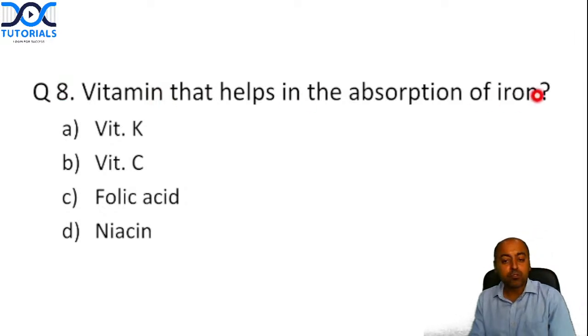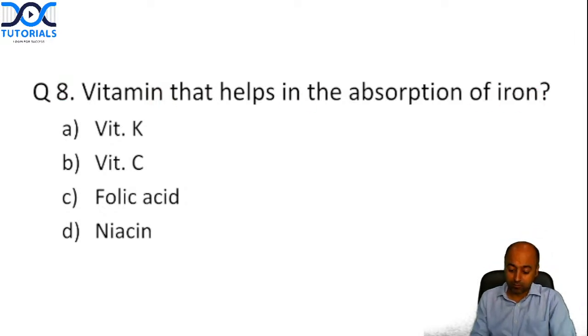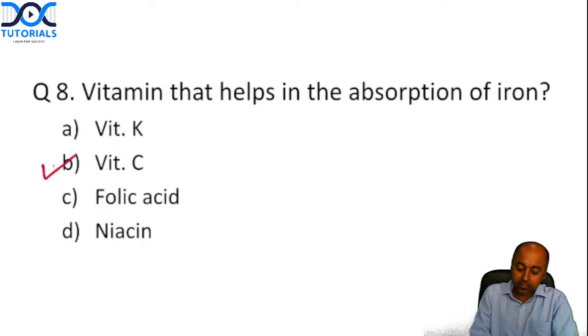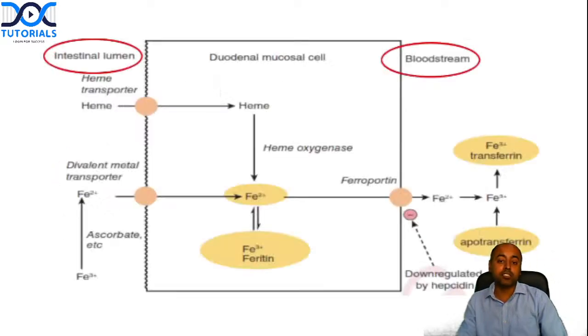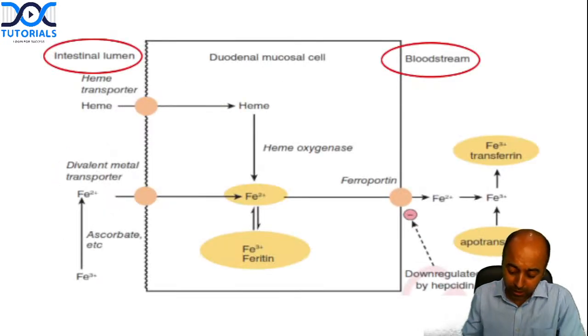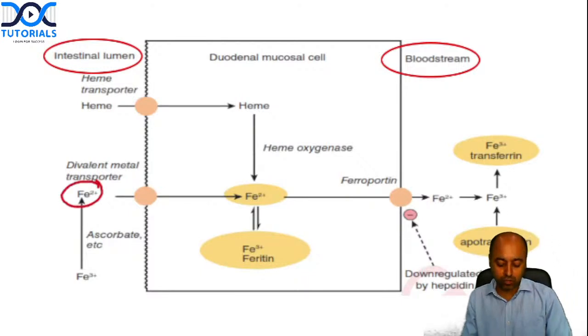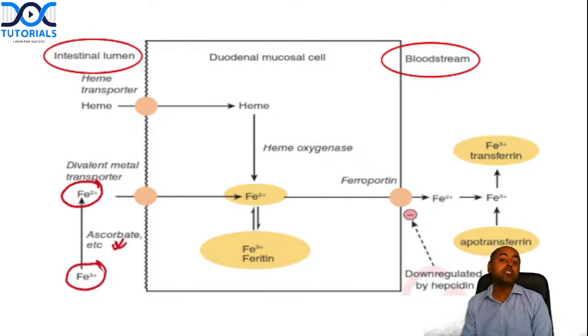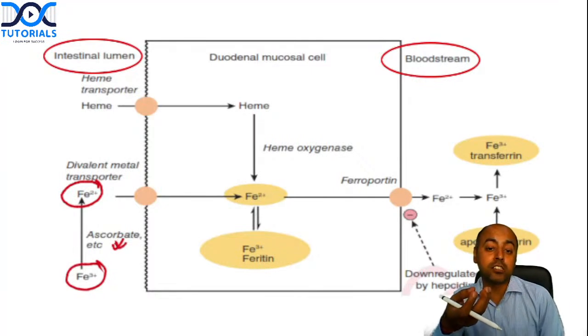Vitamin that helps in absorption of iron. What should be the answer here? Here answer is vitamin C. Let's take a quick look. What is happening? The absorption of iron occurs in the ferrous form. So the ferric iron has to be reduced. So reducing agent is required. So vitamin C is very helpful in this reduction.